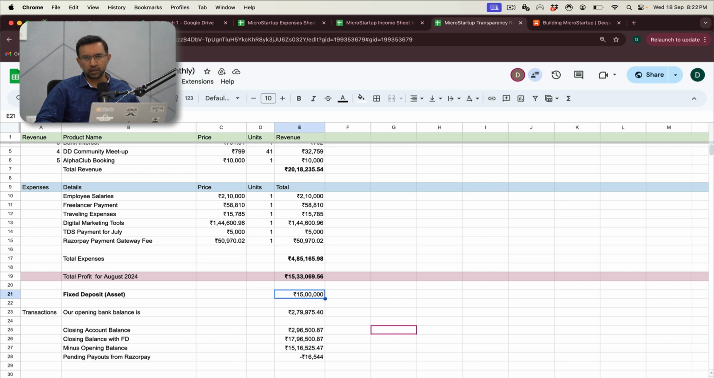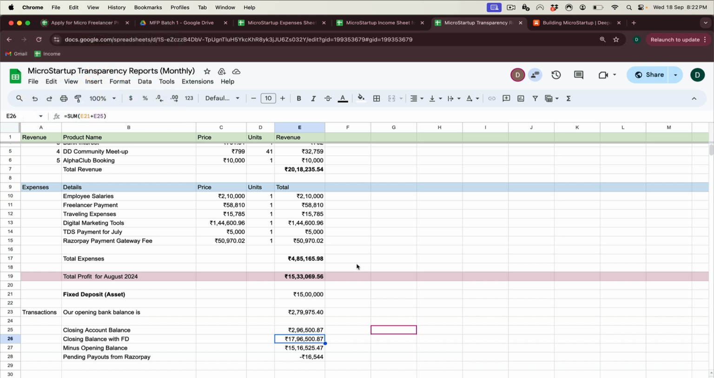3% is not much, but still 2,500 rupees is 2,500. That will probably come in September's finances as an income. And the opening bank balance was 2,79,000. The closing account balance was 2,96,000. If you look at the closing account balance along with the fixed deposit, that is 17,96,000.